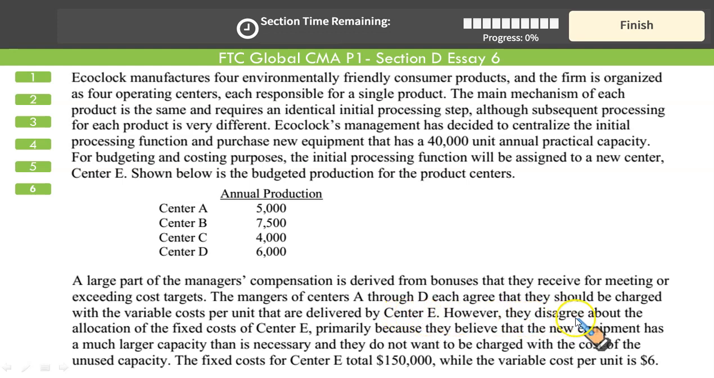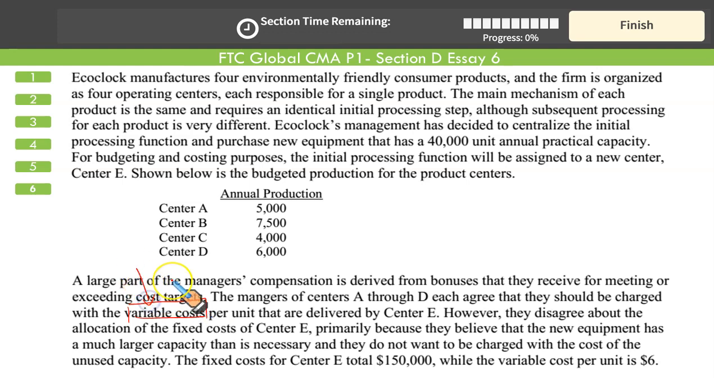However, they disagree about the allocation of fixed cost of Center E, primarily because they believe that the new equipment has a much larger capacity than is necessary, and they do not want to be charged with the cost of the unused capacity. That's right. They have a valid point. But at the same time, asking them to be charged only for variable costs, again, this is not right.